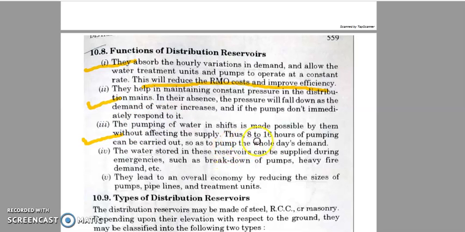Third, pumping of water in shifts is made possible without affecting the water supply. About 8 to 12 hours of pumping can be carried out so as to pump the whole day's water demand. So at a constant rate, 8 hours or 10 hours or even up to 16 hours, water is pumped and stored in these distribution reservoirs. So that is in shifts, like an 8-hour shift or a 12-hour shift.